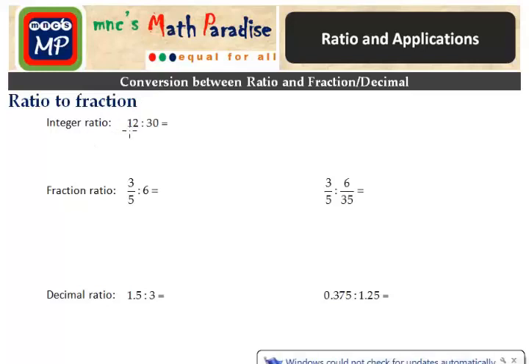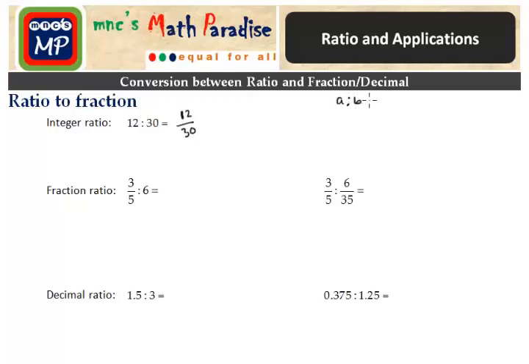So here the ratio is given 12:30. Both the parts are integers, so we are calling it an integer ratio. Ratio actually can be represented as division also. That means 12 division 30. That means A ratio B can be written as A division B as well.